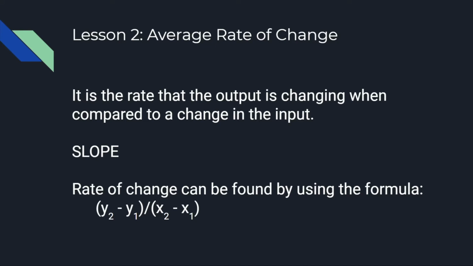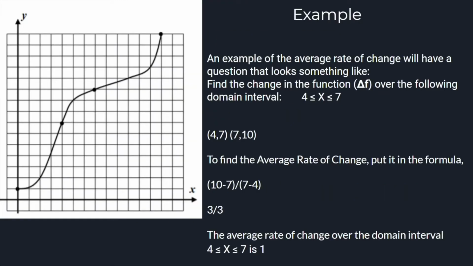Moving on to lesson 2, average rate of change. It is the rate that the output is changing when compared to a change in the input. So this is basically known as average slope. Now rate of change, also known as slope, can be found by using the formula y2 minus y1 divided by x2 minus x1. This is an example.